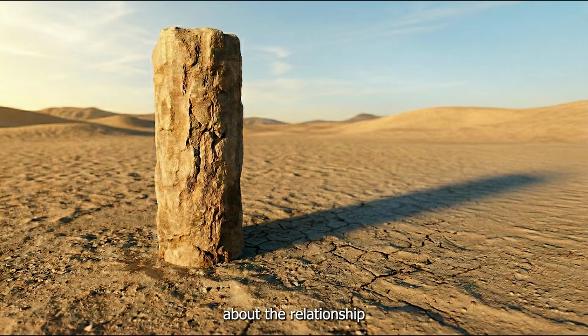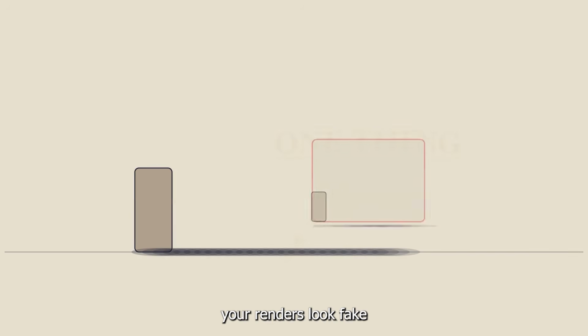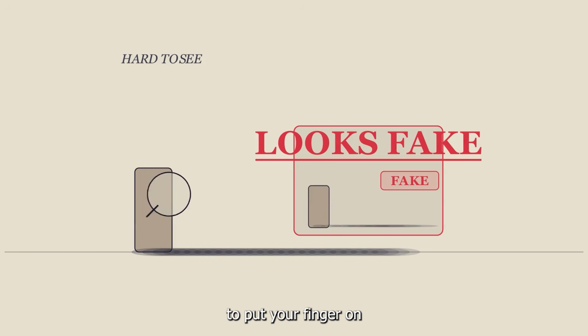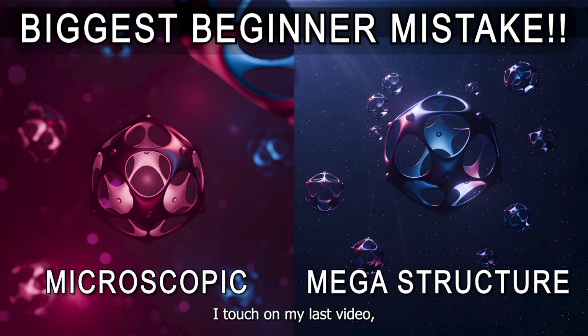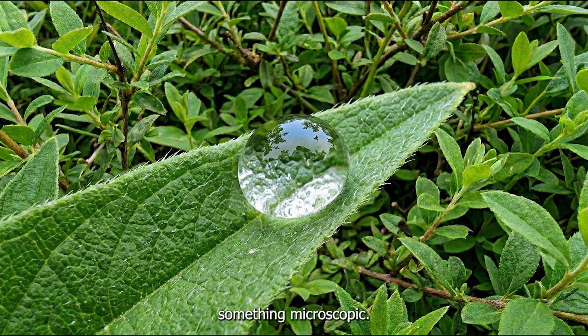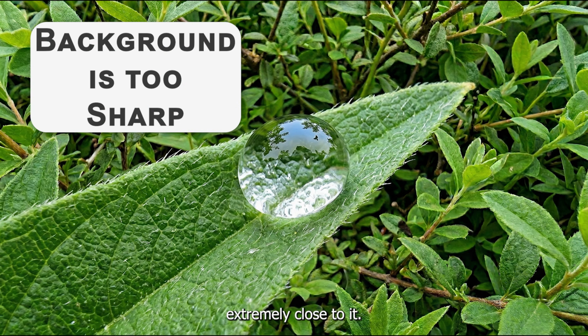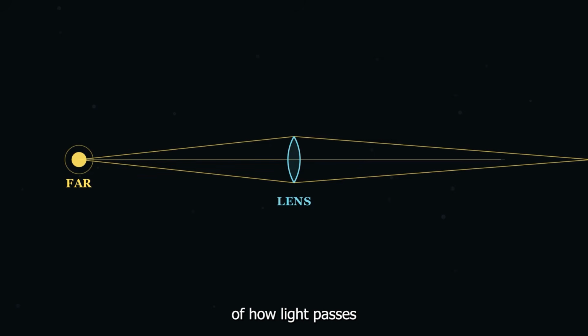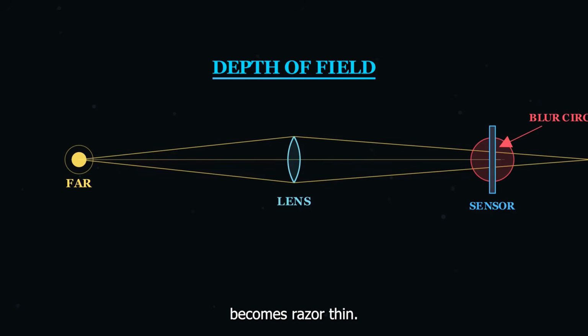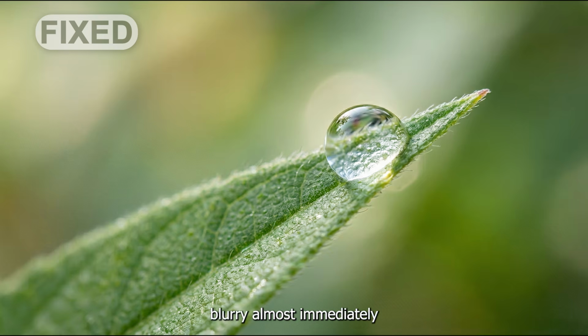They don't think about the relationship between distance and softness, and that one thing makes your renders look fake in a way that is really hard to put your finger on until you actually know what you're looking for. This one I touched on in my last video, but it belongs here because it's one of the most common mistakes I see. When you photograph something microscopic, your camera has to be extremely close to it. At that distance, the physics of how light passes through a lens means depth of field becomes razor thin. Things go blurry almost immediately as they move away from the focus point.